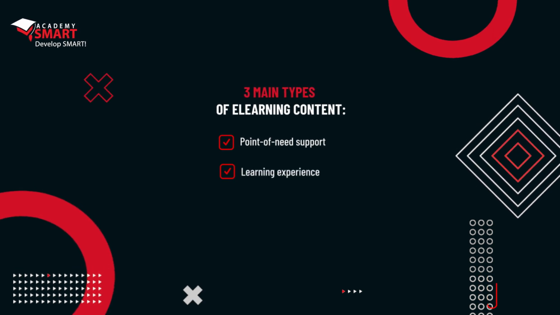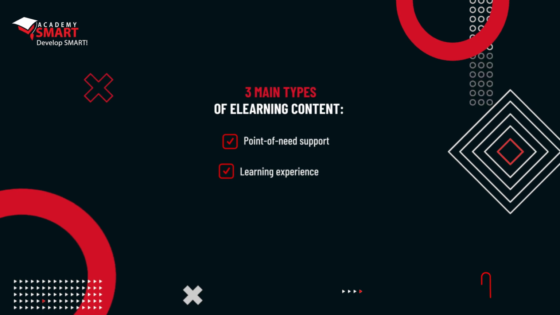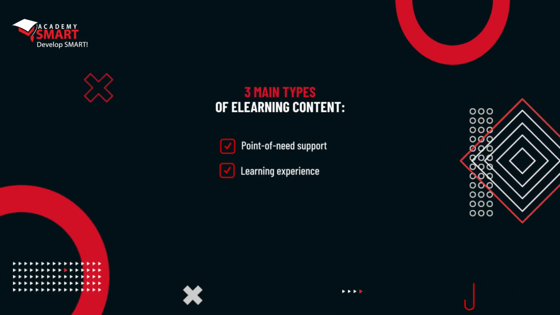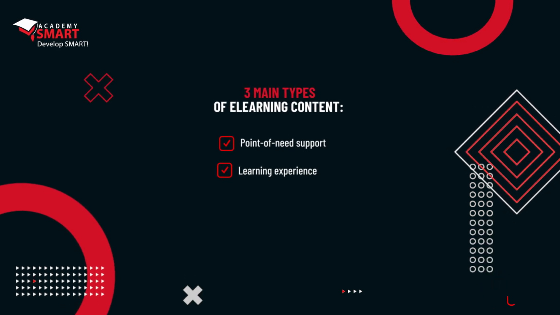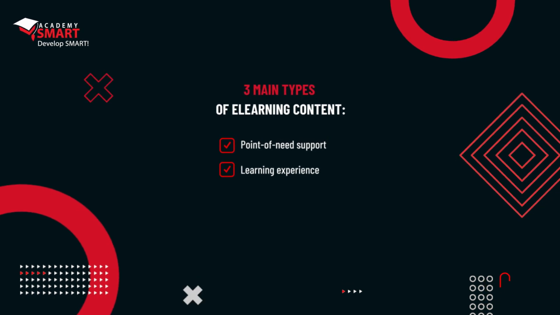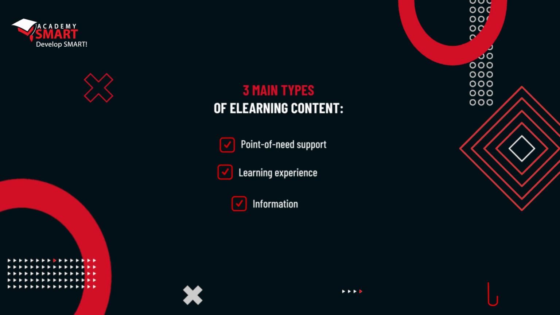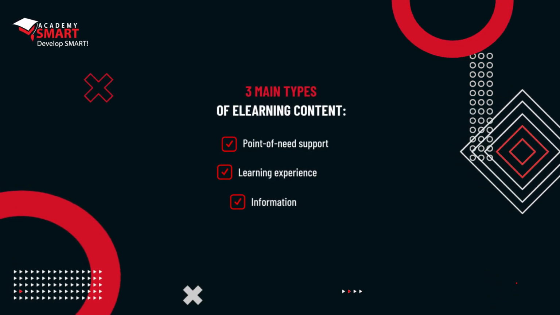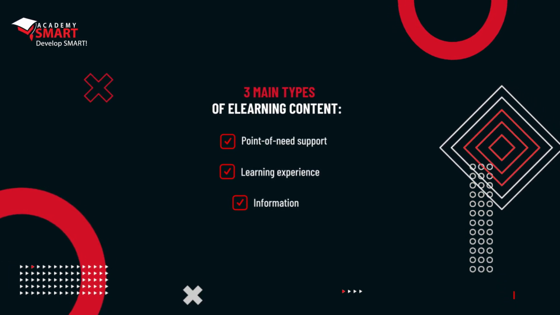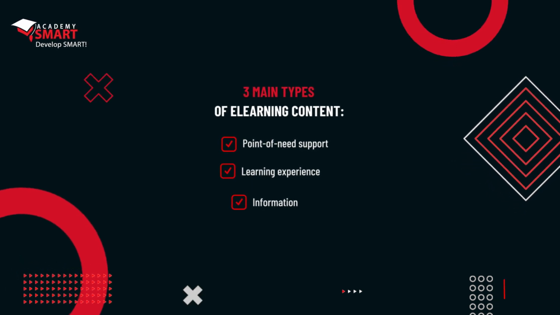Learning experience. This content type is intended for the long-term building of skills and behaviors. Unlike short-term help from the point of need support, learning experience content transforms the learner's behavior over prolonged periods. Information. Somewhat in between the previous 2 types, informational content helps increase learners' performance when there is a context for applying it. For example, product onboarding content for new employees or so.